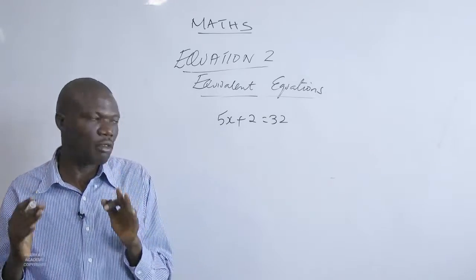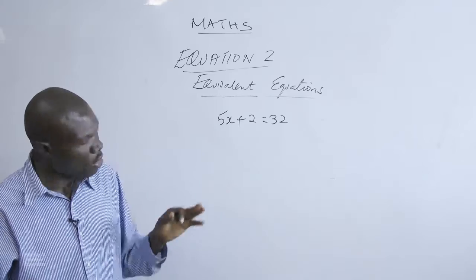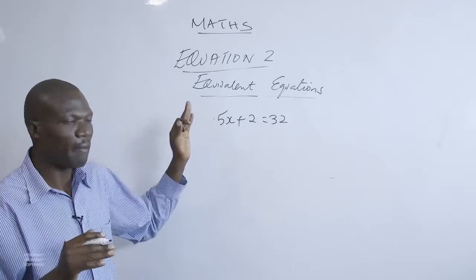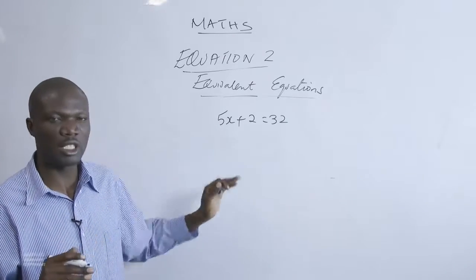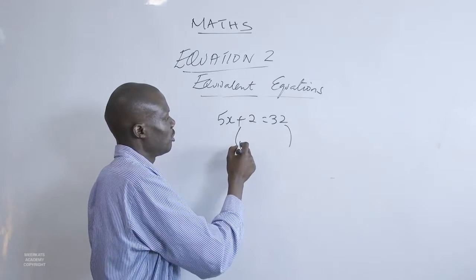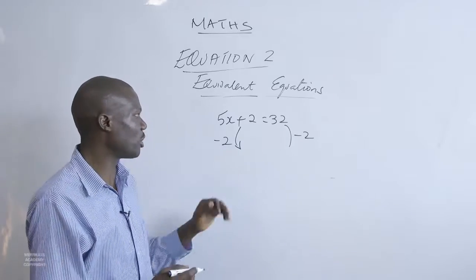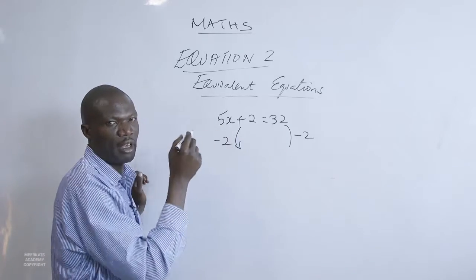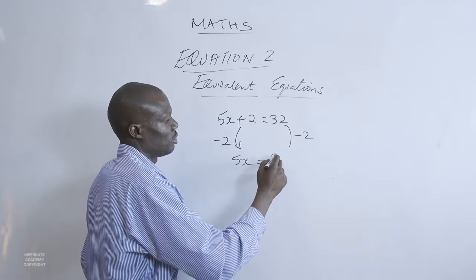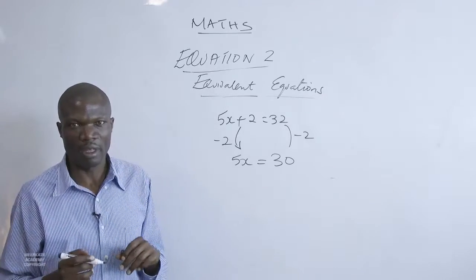This is an equation: 5x plus 2 is equal to 32. We need to solve this systematically, and we shall be writing equivalent equations until we arrive at the answer. The very first thing to do is to subtract 2 on both sides. 5x plus 2 minus 2, you remain with 5x is equal to 32 minus 2, which is 30.